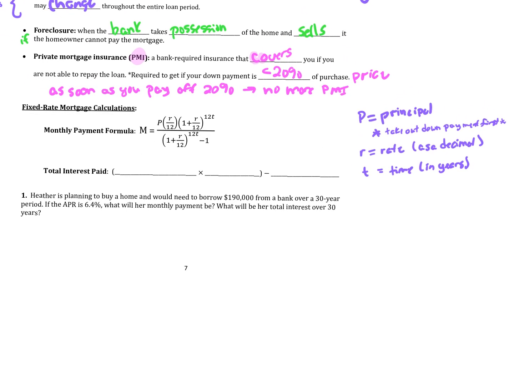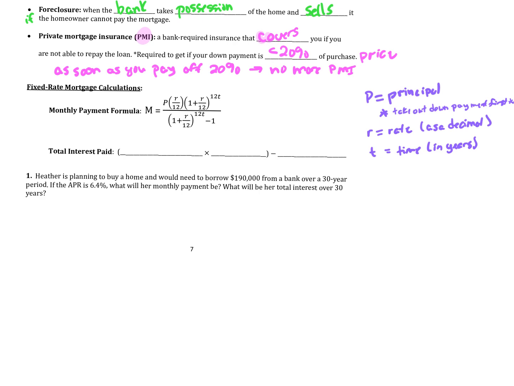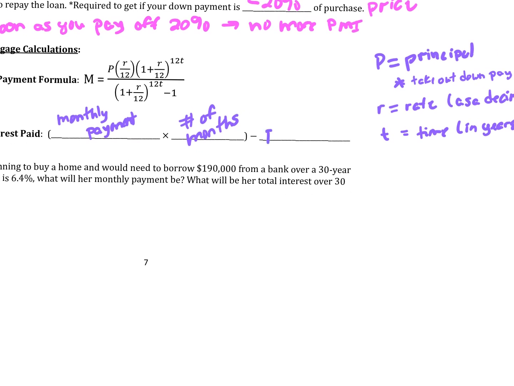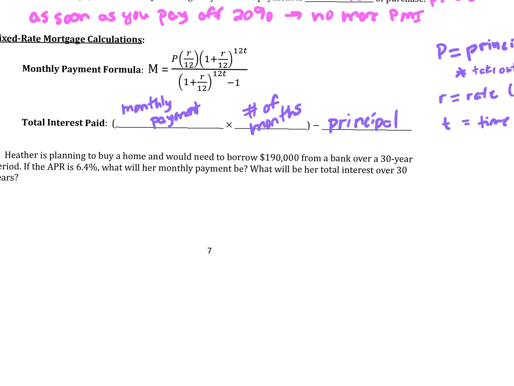Okay, so think about what this formula is saying. If we're doing our total interest paid, then we need to take our monthly payment times the number of months, and then we are taking away our principal to actually figure out our interest that's paid, right? Remember that down payment comes off of that principal. Okay.